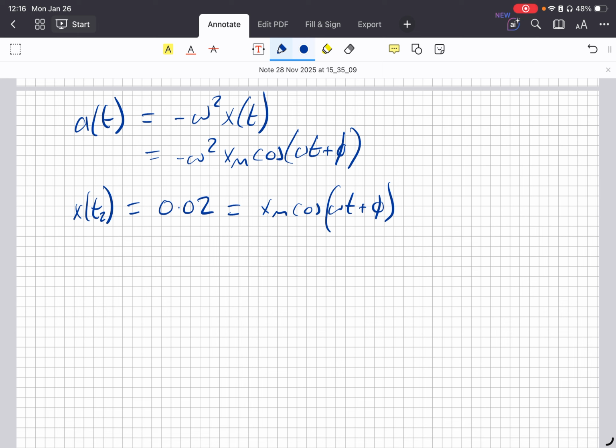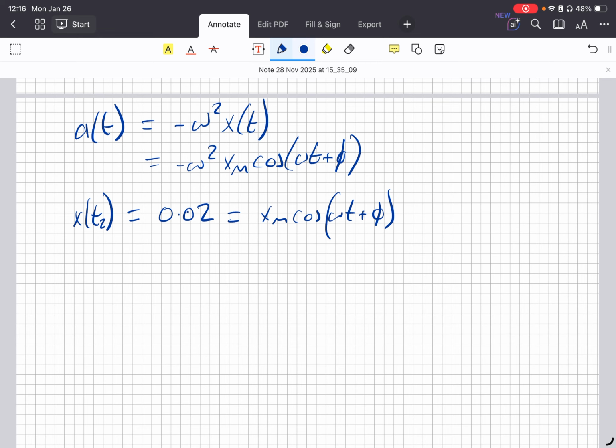And again, I can substitute in the numbers there. What I've written down here is the formula which would allow me to determine at what time the position is equal to 0.02, and I could solve this to work out what t is. If I substitute in my numbers, 0.02, xm we know is 0.03, omega we know is 5, and phi we know is 0. So I could write down that t is equal to 1/5 arc cos of 0.02 divided by 0.03, which just cancels down to 2/3.